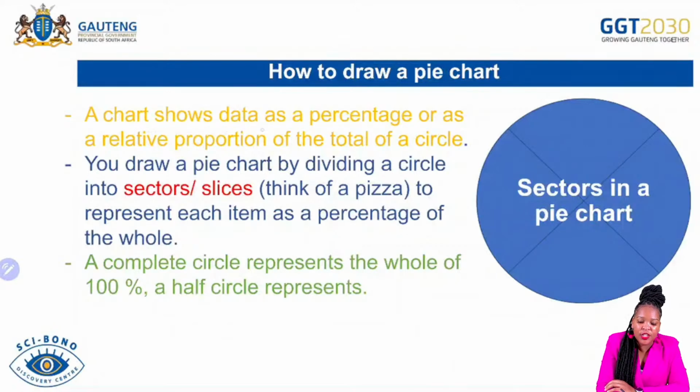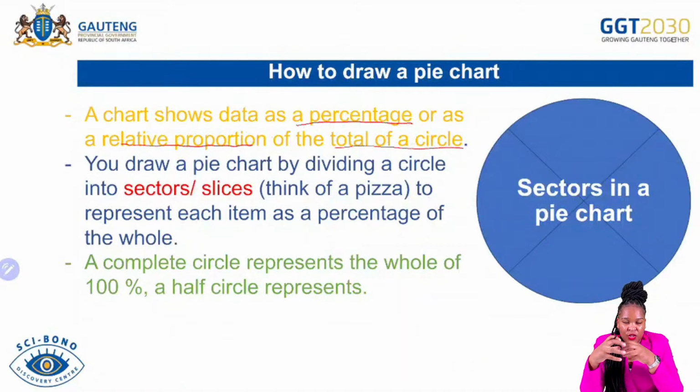A pie chart is a chart that shows the data as a percentage or as a relative proportion of the total of the circle. Meaning the data that you have, you are going to be given the data in percentages, then you need to give us that as relative in proportion to a circle, meaning you have to divide it into all the angles of a circle. And we know that the angle of a full circle is 360. So you are going to divide those for them to fit into 360, meaning they need to be converted to angles before you do that if you were given the data in a percentage.